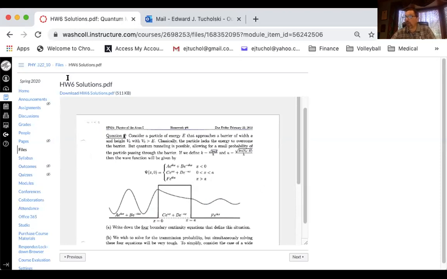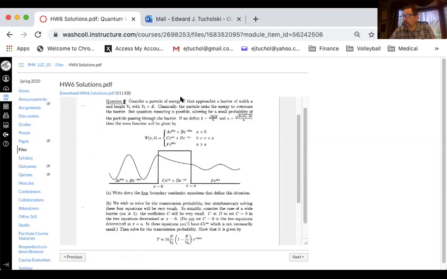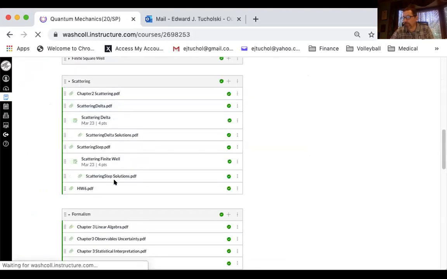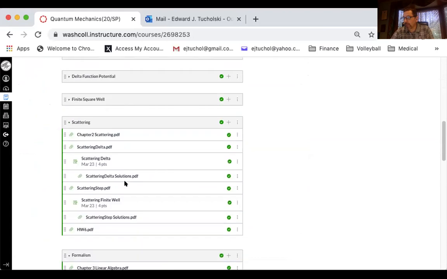Once homework 7 is turned in by everybody, remember it's due Wednesday, I'll immediately post the solutions. I hope to have it graded sometime Thursday-ish. So you may have it back, you may not, but you'll be able to see the solutions before you turn in the next midterm. I'll have my solutions posted right back here below homework 6 solutions. You'll find your homework 7 solutions as well. All right, so that's the stuff.